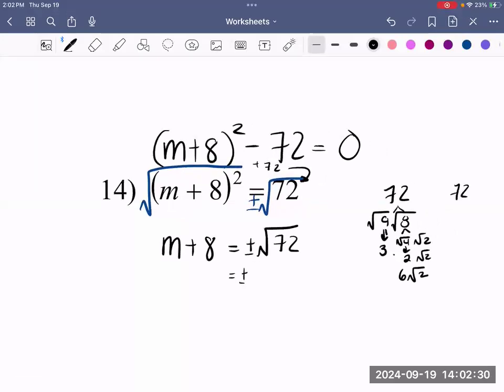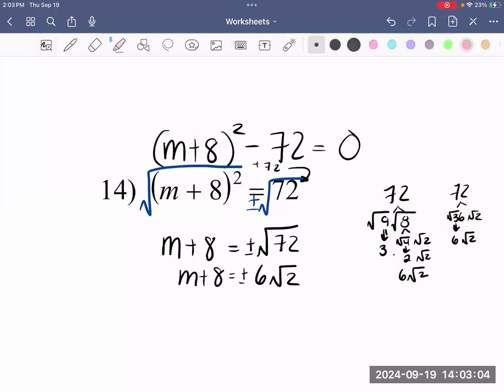We could have broken up 72 as 36 times 2. 36 times 2 will get you to 72. And because it's the largest perfect square in there, it goes to 6 and 2 remains. Always go with the highest perfect square if you can, but if you don't know some of your factors, you can always break it down as we did here. So plus or minus 6 root 2, m plus 8.